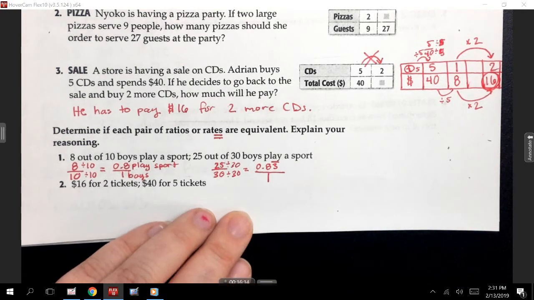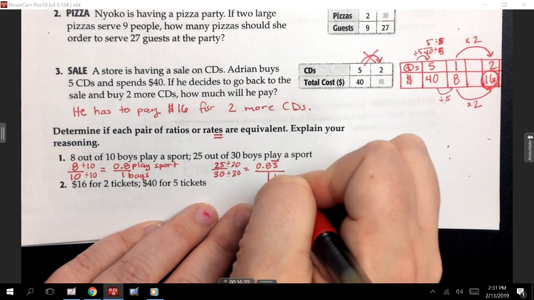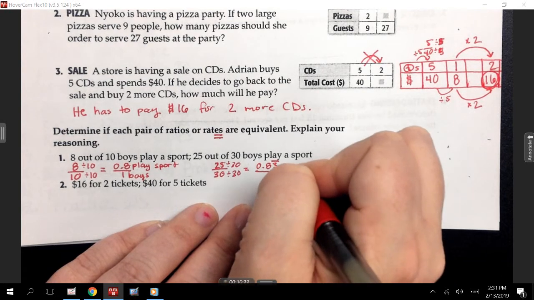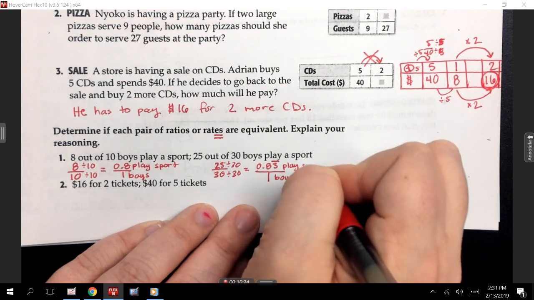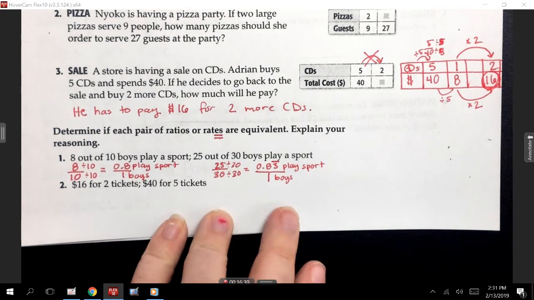All right, what do I still need with that, Bella? Words. So I'm going to use those same words, guys. It's boys on the bottom, play a sport on top. All right, now for our answer. Are these equivalent? Don't forget to explain.